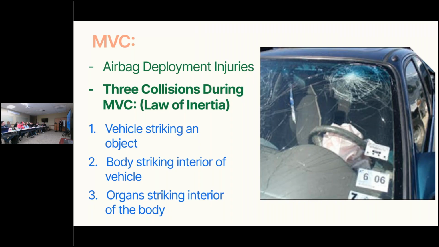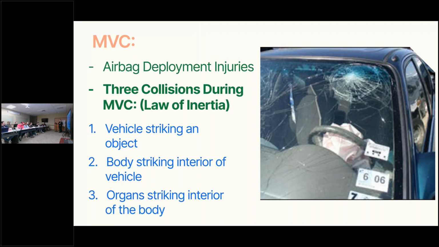So, 3 collisions happen in a motor vehicle crash. The first collision that occurs is the vehicle hitting an object, right? Say we're driving along, we're sort of off the road, our vehicle hits a tree, okay? That's collision number 1. Collision number 2 is our body striking the interior of the vehicle, whether the airbag goes off or not.